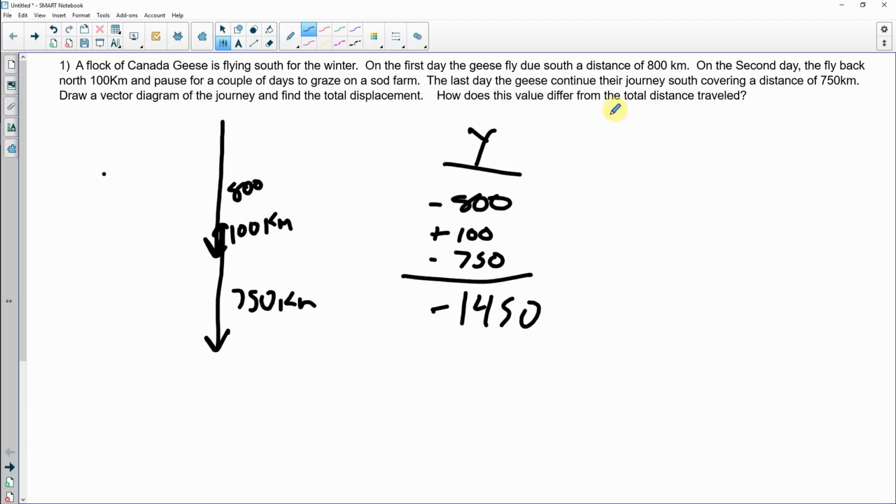And how does that differ from the total distance? It's going to be 100 kilometers less than the total distance because the total distance would be 800 plus 100 plus 750. Again, the distance isn't a vector, it's a scalar. So, yeah, there you go.